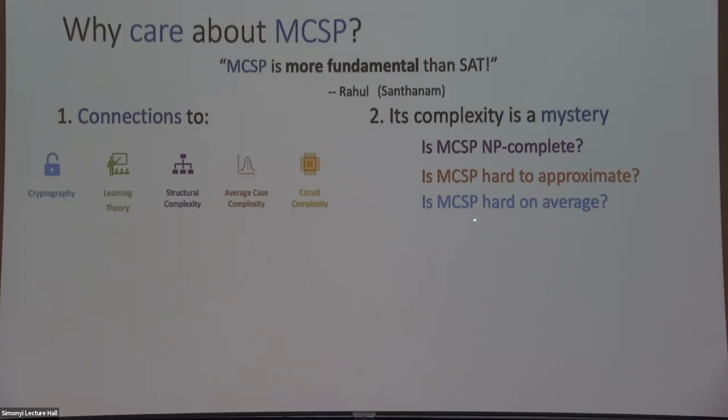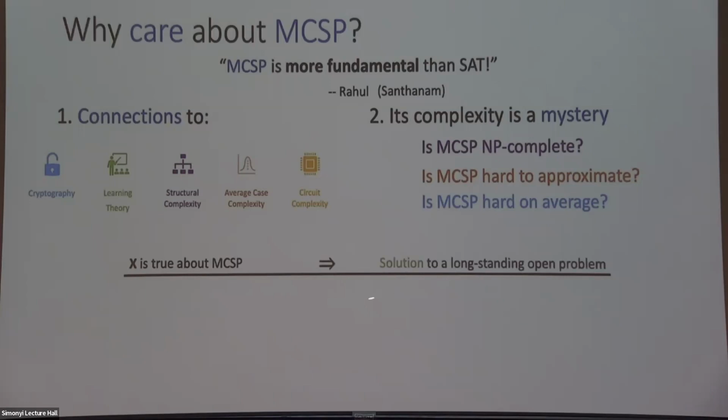What's interesting though, is that each of these questions that we don't have answers about are related to important questions in these areas. So let me give you a few examples of those. In particular, I'm going to give you some theorem statements, which are of the following form. If we learn that something is true about MCSP, then that will imply some solution to an important question in one of these areas. So for example, what if we knew that MCSP is NP complete?